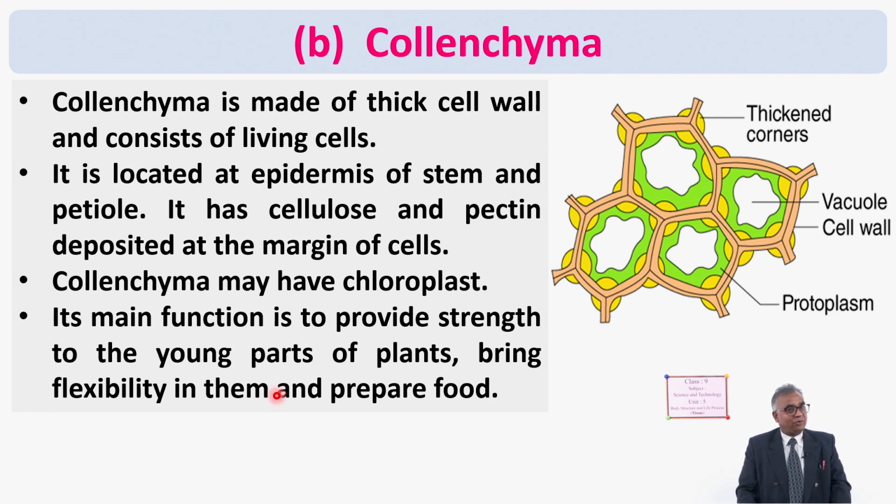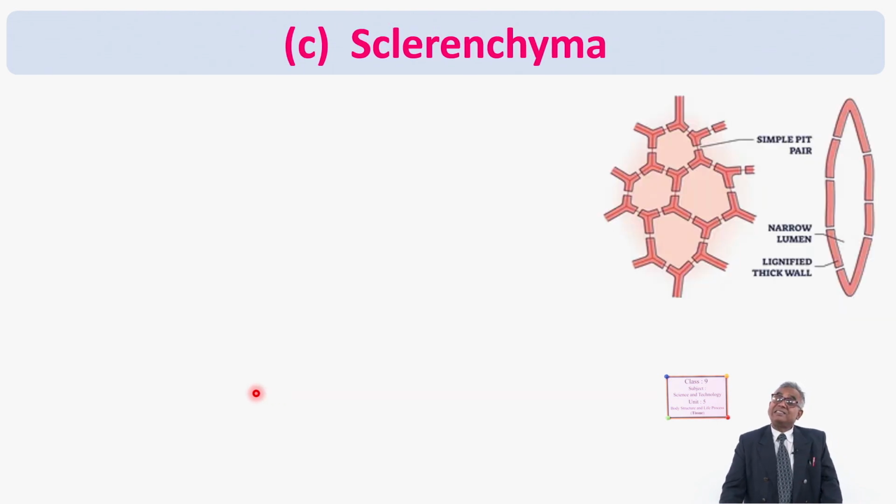Okay, so it is about collenchyma. Now the last type of simple permanent tissue is sclerenchyma. So here look, no cytoplasm, no vacuole. Yes, only cell wall. It shows that these cells are dead. No nucleus. So sclerenchyma consists of dead cells.